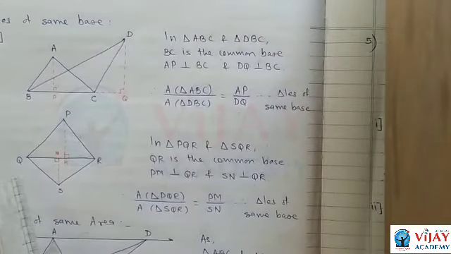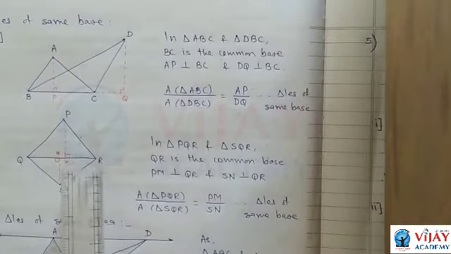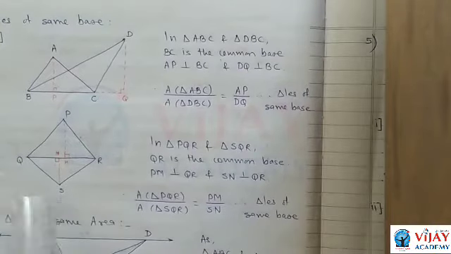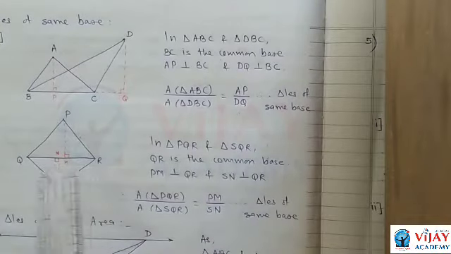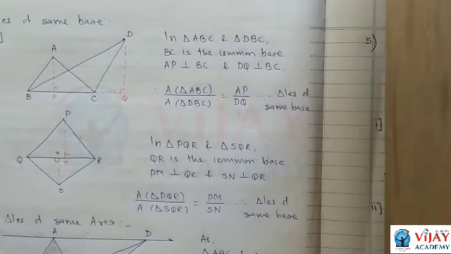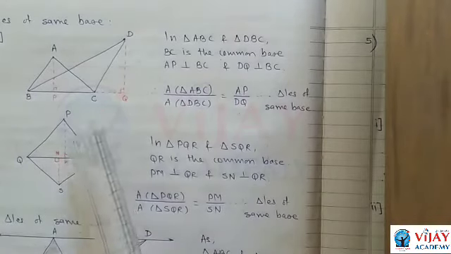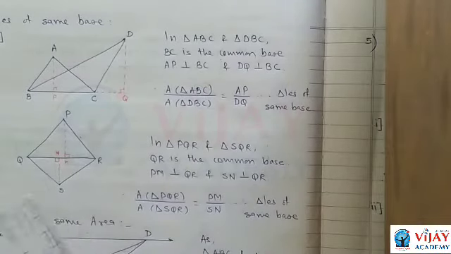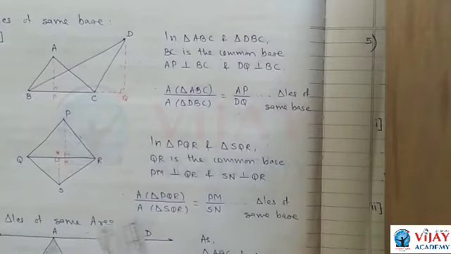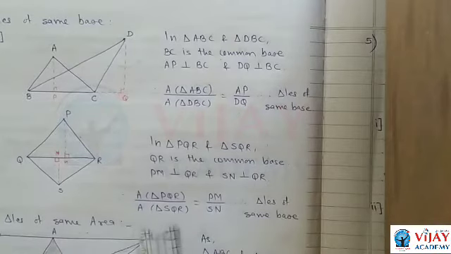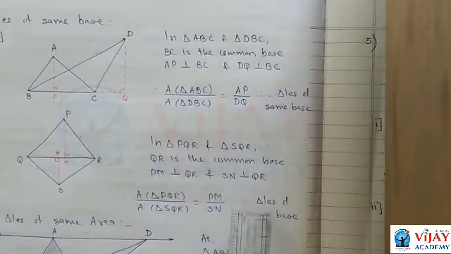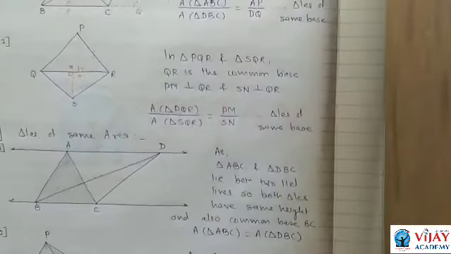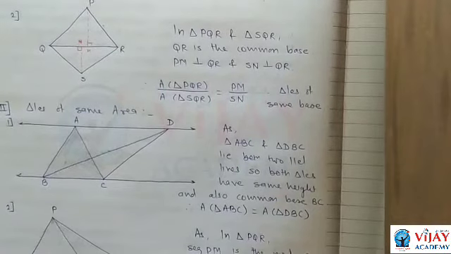Second one, QR is the common base. In triangle PQR and in triangle SQR, QR is the common base, so their areas depend on their corresponding heights, where PM is perpendicular to QR and SN is perpendicular to QR. So the area of triangle PQR upon the area of triangle SQR is equal to PM upon SN. That is the case of triangles of the same base.